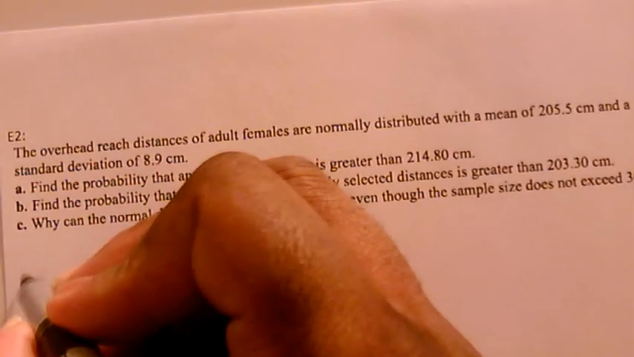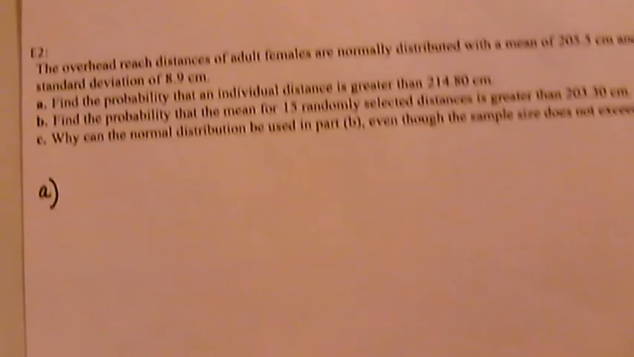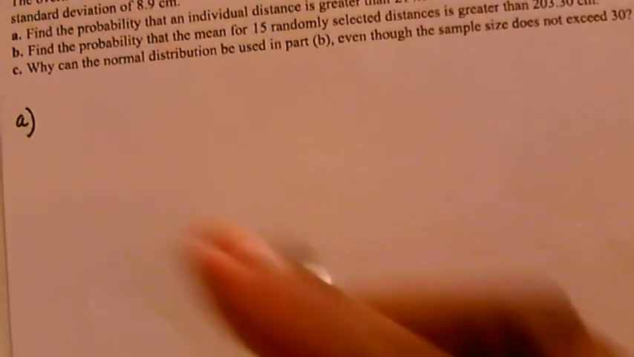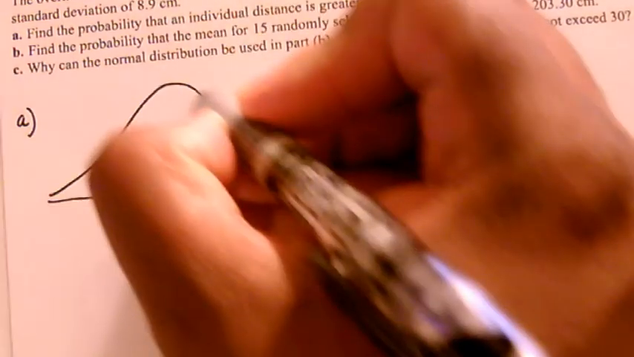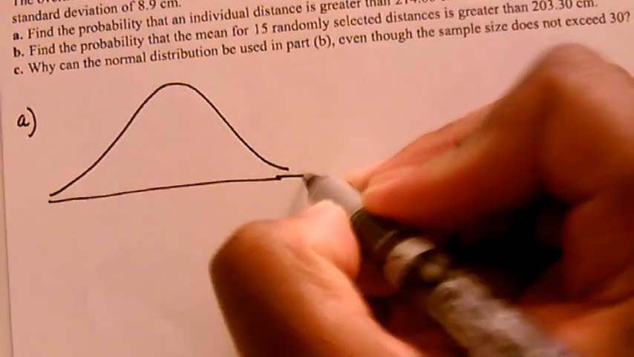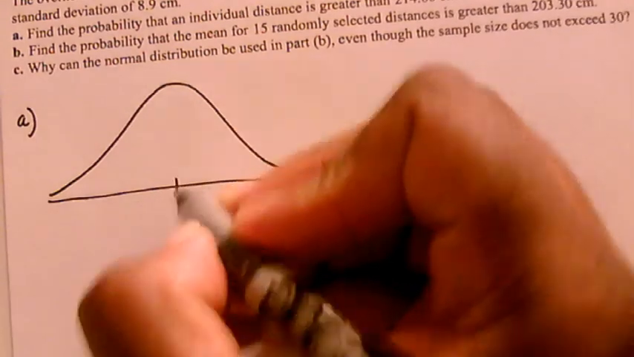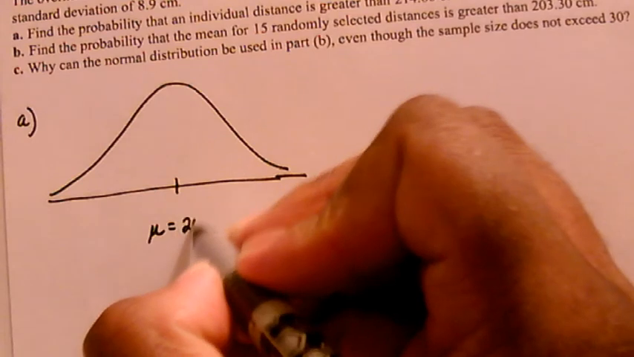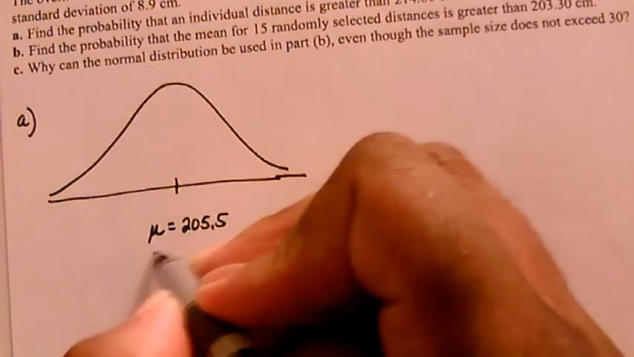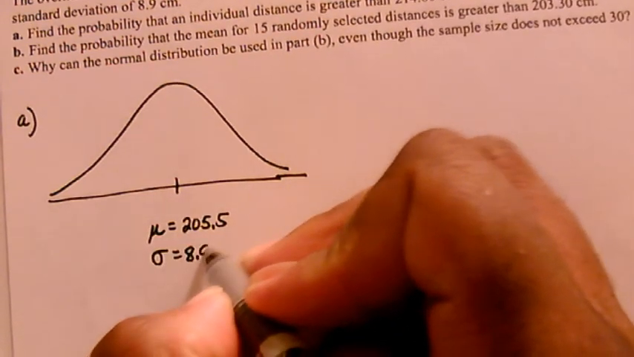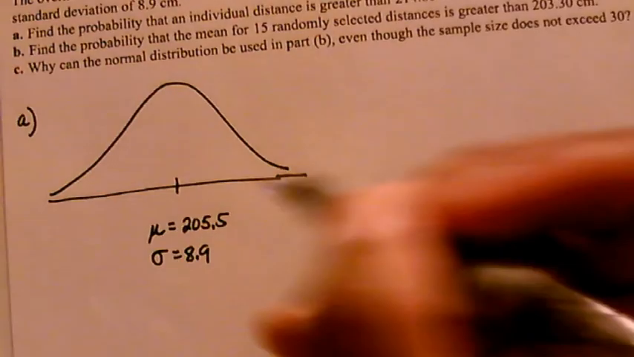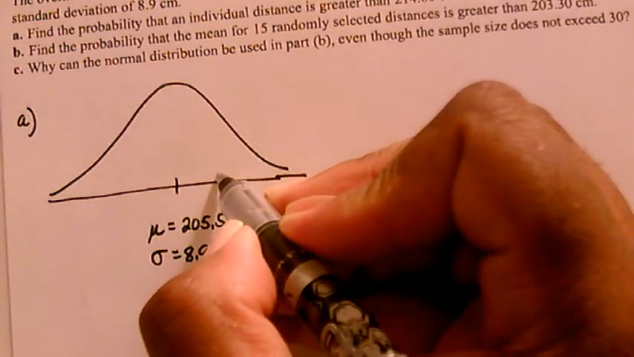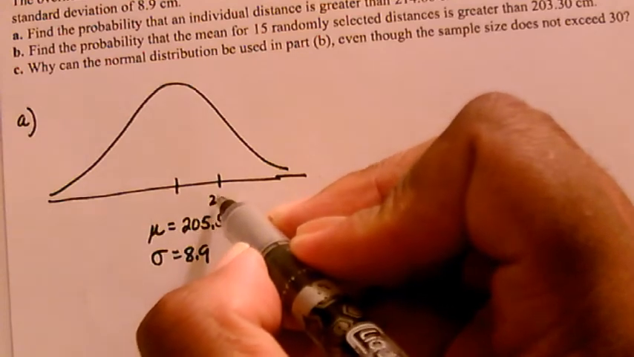So this is going to be part A, and it would help to draw the normal curve to see what's going on. In this case, your mean is 205.5, and the standard deviation is 8.9. And we're dealing with 214.80, which is to the right of 205.5.